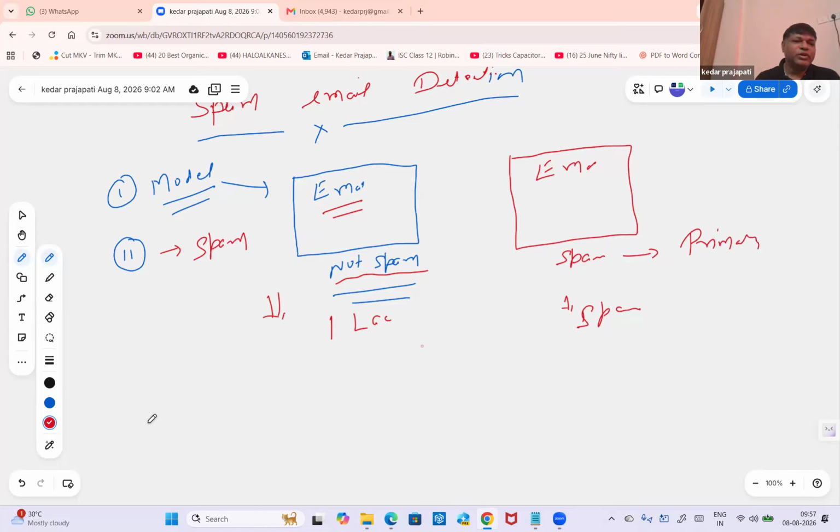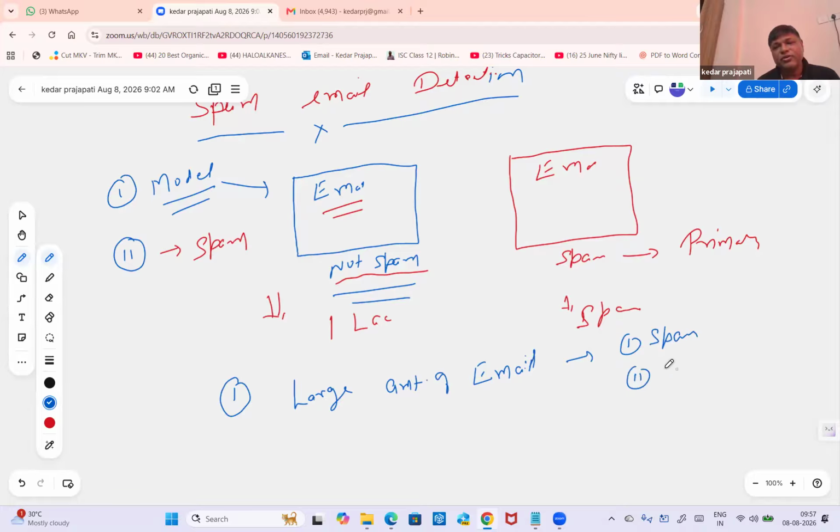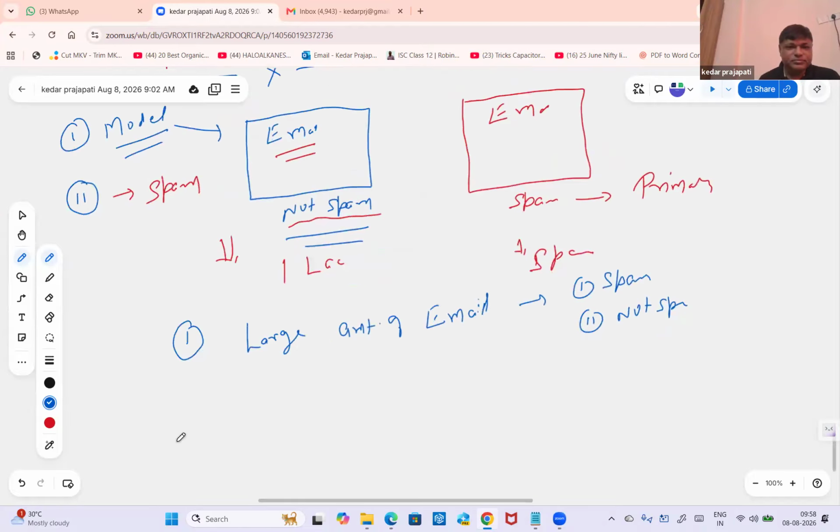So here also we are training the model on a large data set. In order to design spam email detection, what are we doing? We are giving a large amount of emails of two categories: one is spam email and the second is not spam email. Now you train this model.